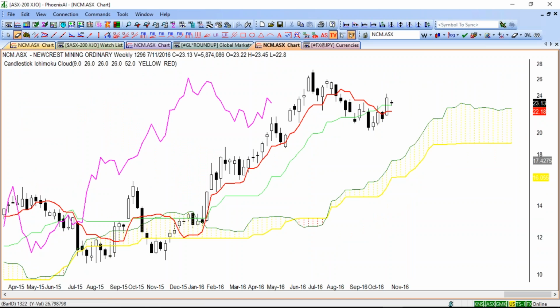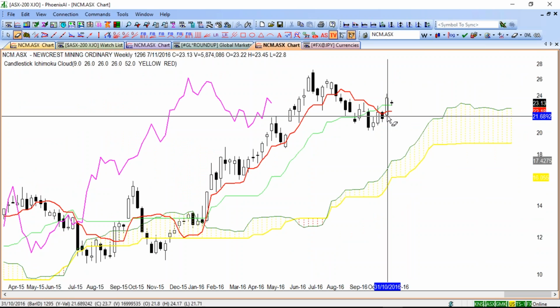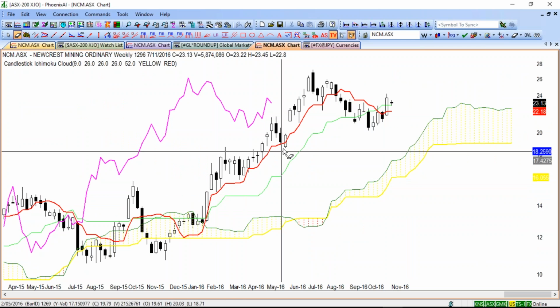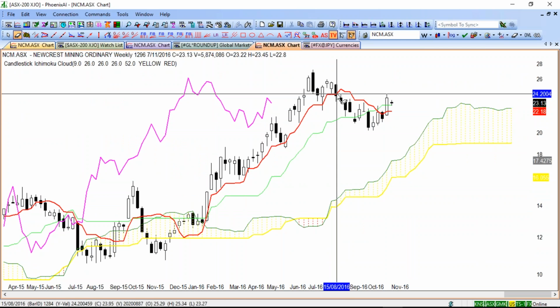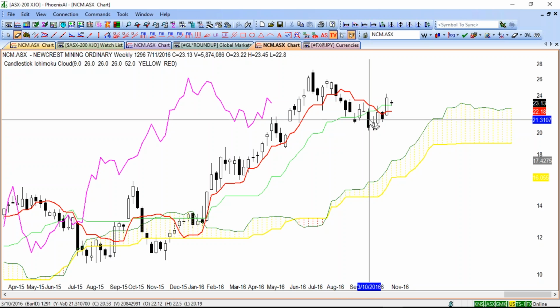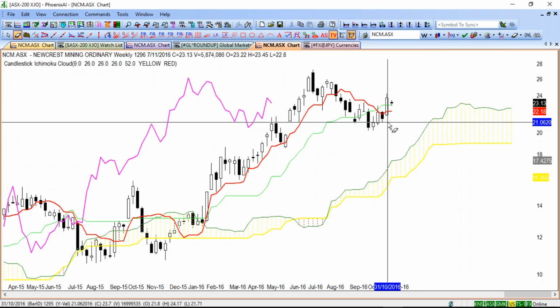So Newcrest, we have the same thing. We have a bearish cross. You can see as Newcrest ran up with the price of gold, once it crosses this Tenkan-sen line, certainly the Kijun-sen line, things start to get a bit out of hand.